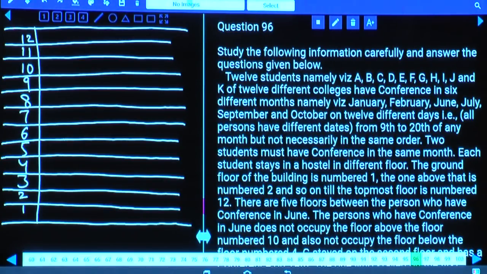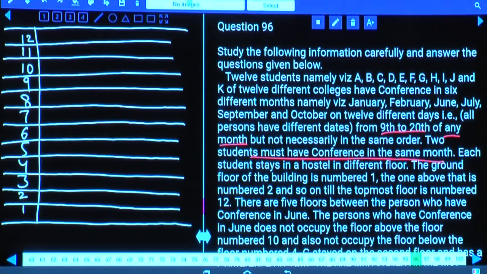6 months, but the dates are from 9 to 20 in any one of these months, not in a particular month. Clear? And 2 students, 9th to 20th of any month. Any month, the dates are 9th to 20th, not in a particular month, isn't it? Now, Jan 9th can be, and March 20th can be, and so on. And 2 students must have a conference in the same month, because 6 months were there, 2 in each, hence 2 into 6, 12.